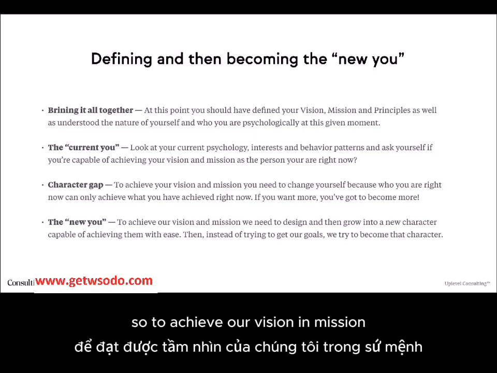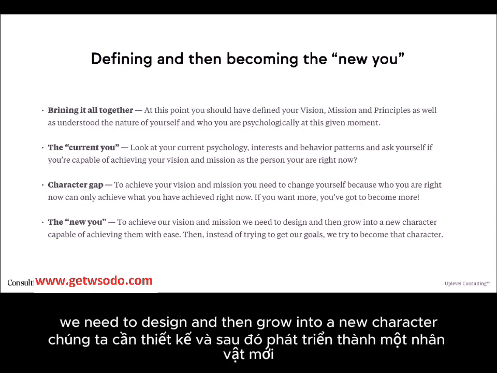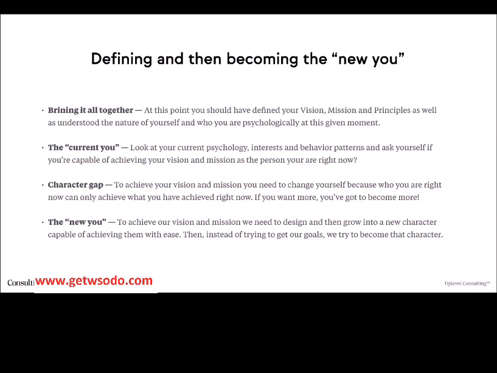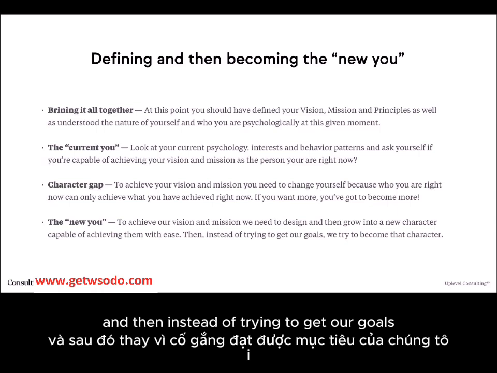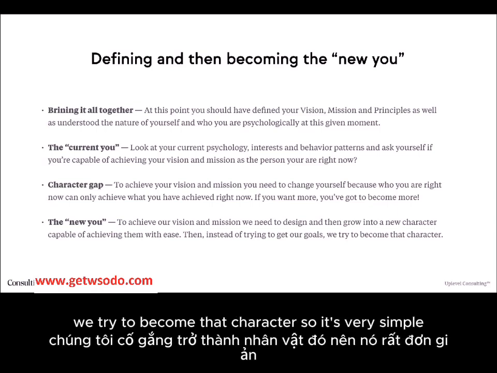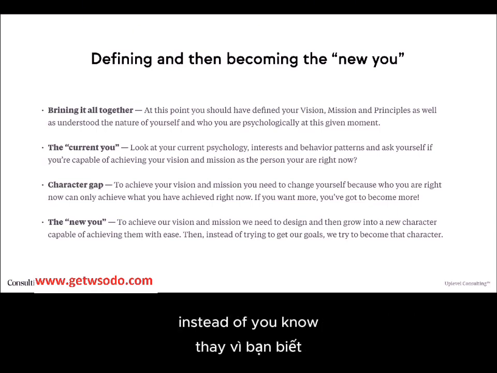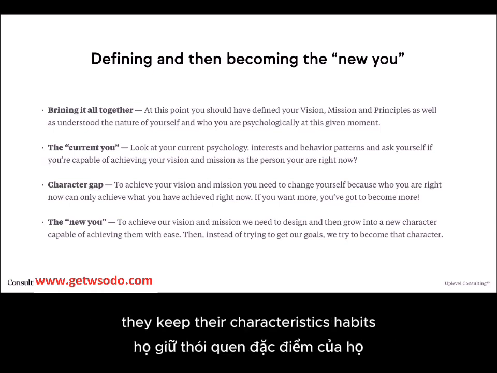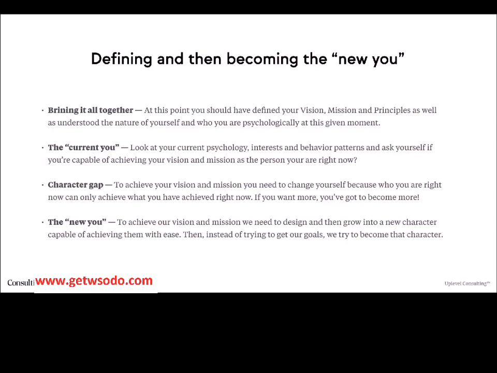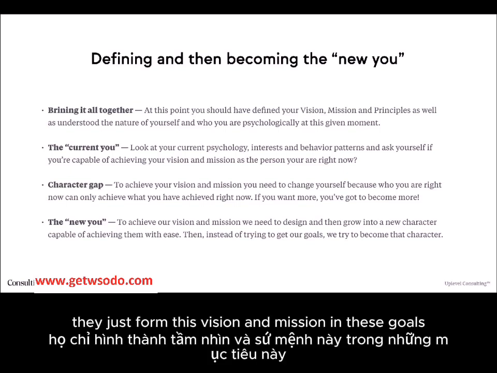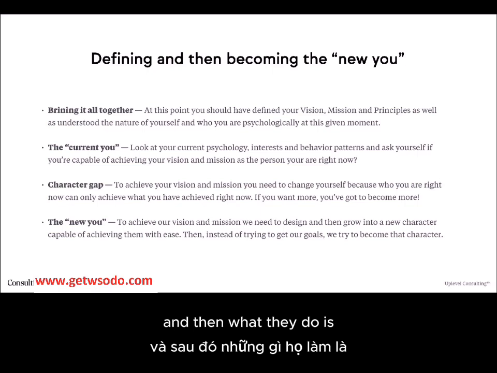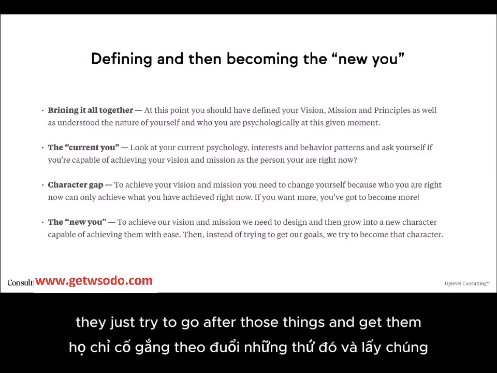So to achieve our vision and mission, we need to design and then grow into a new character capable of achieving these things with ease. And then instead of trying to get our goals, we try to become that character. So it's very simple. Most people try to stay as they are. They keep their characteristics, habits, behavior, and all of that. And then they just form this vision and mission and these goals they want. And then what they do is they just try to go after those things and get them.